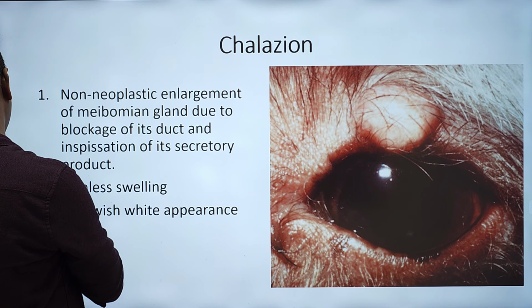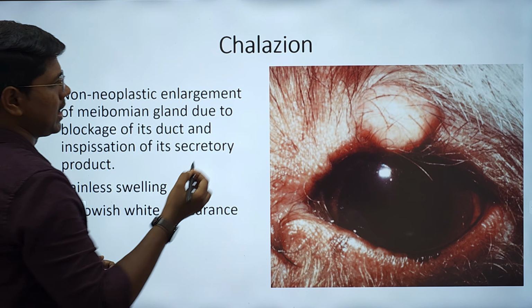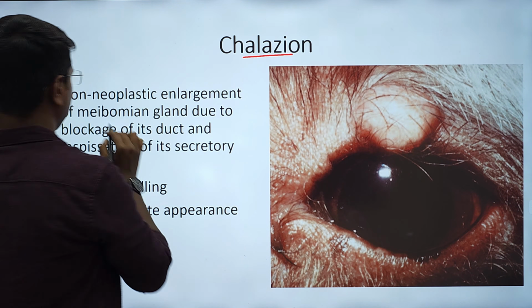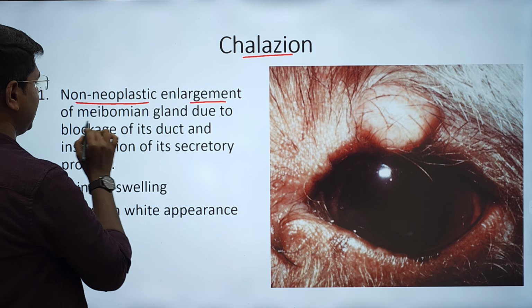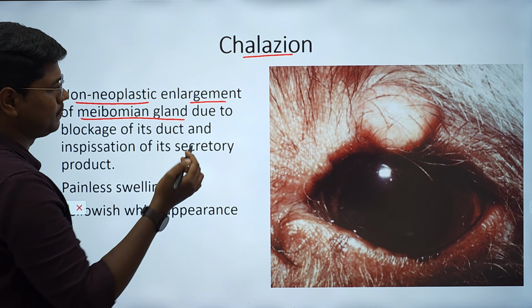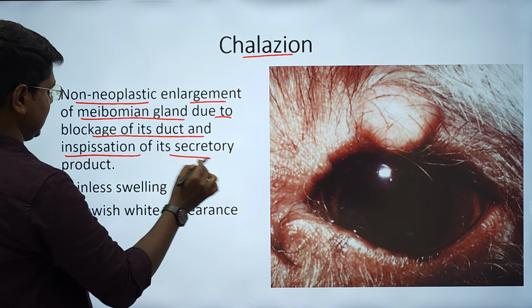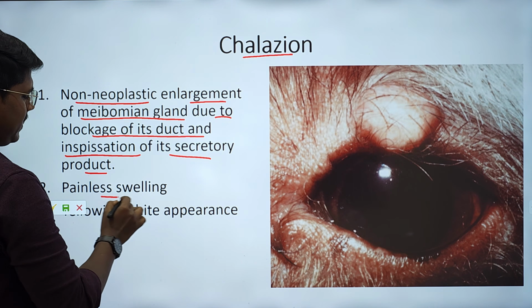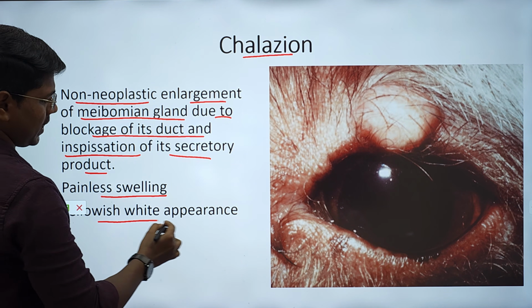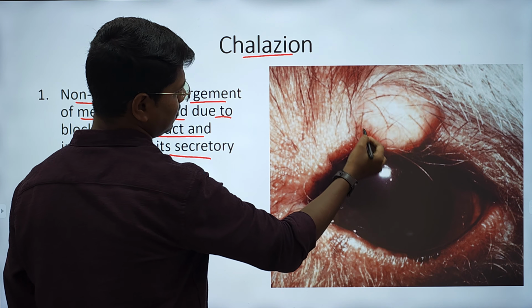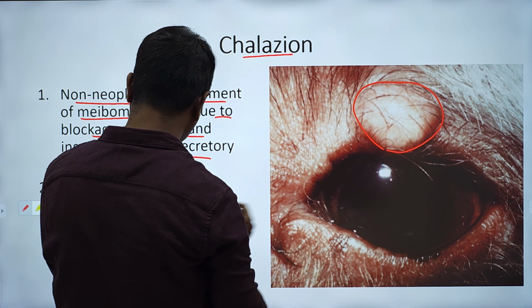Next, chalazion is basically a tarsal gland cyst. Chalazion, non-neoplastic enlargement of the meibomian or tarsal gland due to blockage of its duct and insufficiency of its secretory product. It is a very painless swelling, yellowish to white in appearance. You can see here, this is a chalazion.